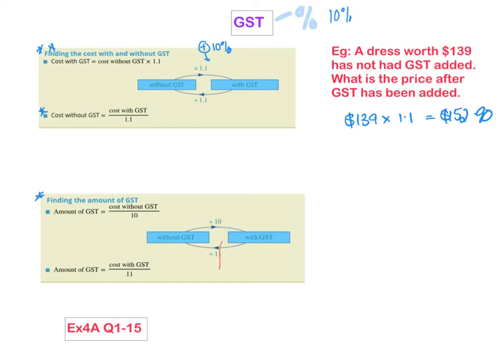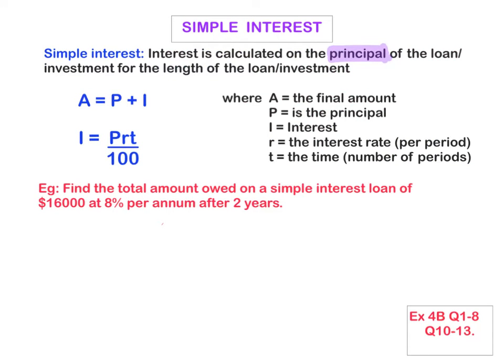It's just 10% working in, well, for us. Just be careful, in other countries they have different amounts of GST. So read the question. They'll always tell you, even if we're talking about Australia, they will tell you how much the GST is in case things have changed. All right, so moving on to the next part of today, we're going to talk about simple interest.